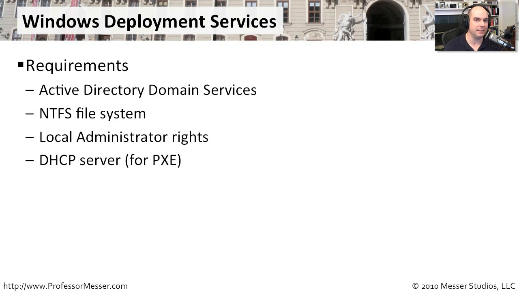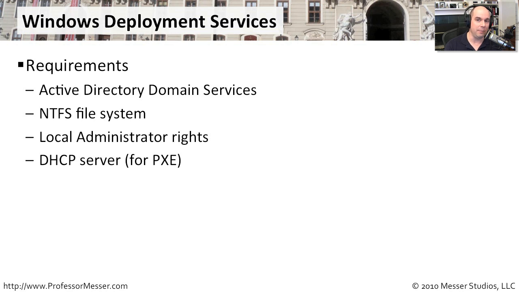Now, WDS has a lot more requirements to it. It's going to also require that you have an Active Directory domain services already running in your environment. You're going to have the NTFS file system on your WDS server. We need local administrator rights. And if you're going to be using this with the Pixie, you're going to need a DHCP server. That pre-boot environment really requires that you have this DHCP server to pull configuration information from, so that you don't have to put any installation media in a machine.